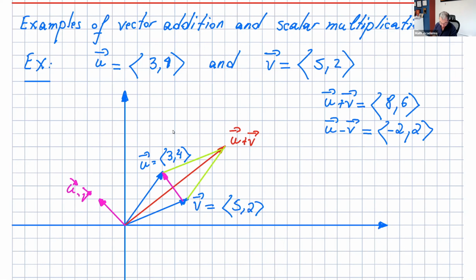First of all, this is vector U, and that's vector V. The components are 3 and 4, and here it's 5 and 2, so it's 5, and you go up 2. So that's vector V, that's vector U. When you add them, you get 8 and 6. This is 8, and that's 6. So if I draw that vector, you clearly see that it is the diagonal of this parallelogram.